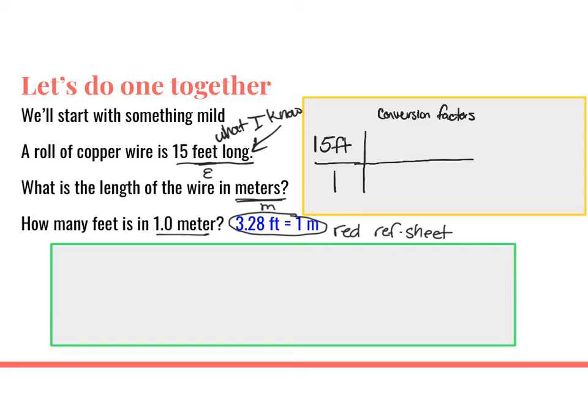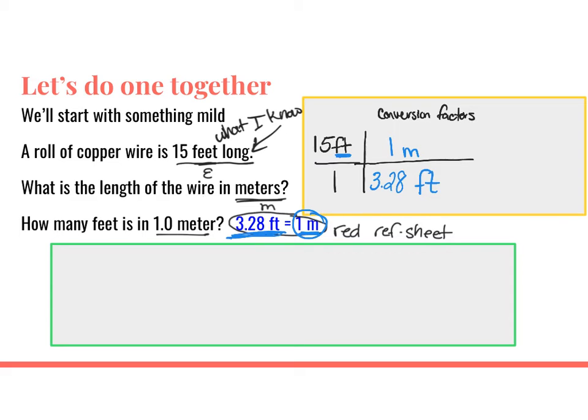So once I have these, I want to cancel out feet. So I know my conversion factor from my red reference sheet is for every 3.28 feet, that's equal to 1 meter. Well, feet appears on the top right now, so it also needs to appear on the bottom. And that's so I can cancel it. So 3.28 is the value that goes with it, and then the other value goes on top. So I put 1 meter on top.